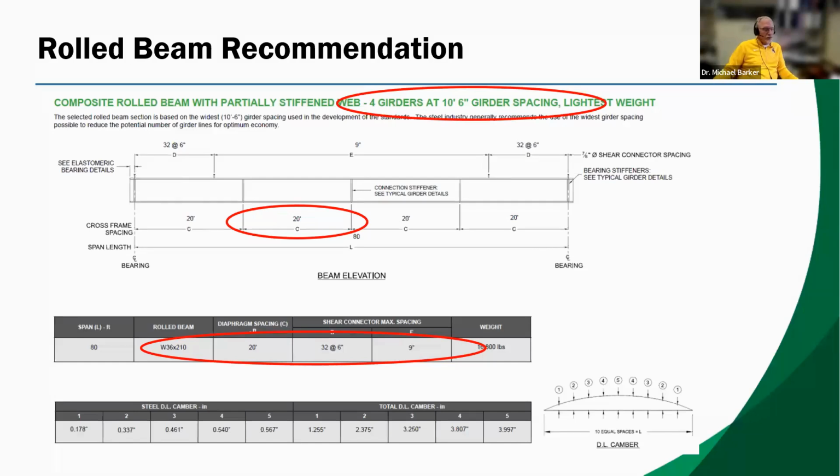So here's what it gives us for the rolled beam section. It says, hey, how about if we look at 4 girders at 10-foot 6-inch spacings, 20-foot diaphragm spacings, and if we do that, a W36x210 is the rolled beam that should work. Now this is preliminary design and it gives us a good starting point, but this should work.